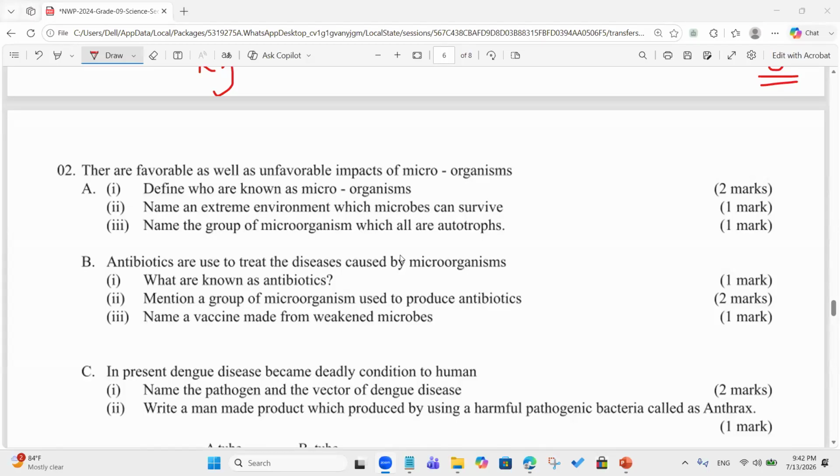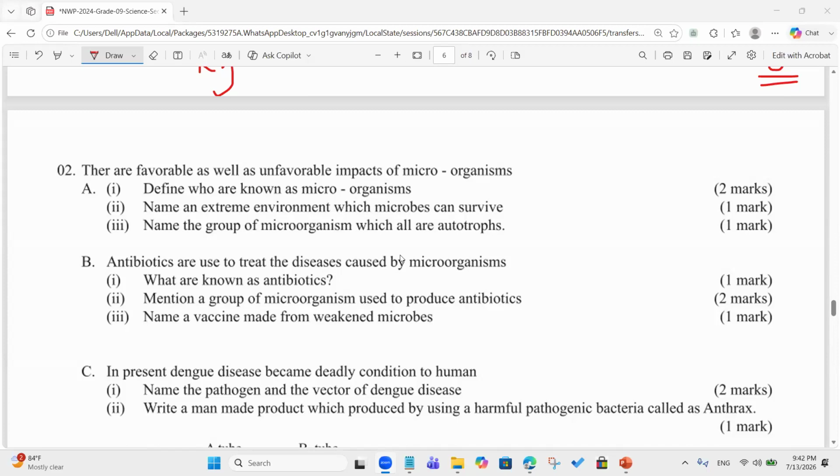Right, Lamai, let's go for the next question, number 2. There are favorable as well as unfavorable impacts of microorganisms. Define who are microorganisms. Yes, tell me. Who are microorganisms? Right, you can say the answer.